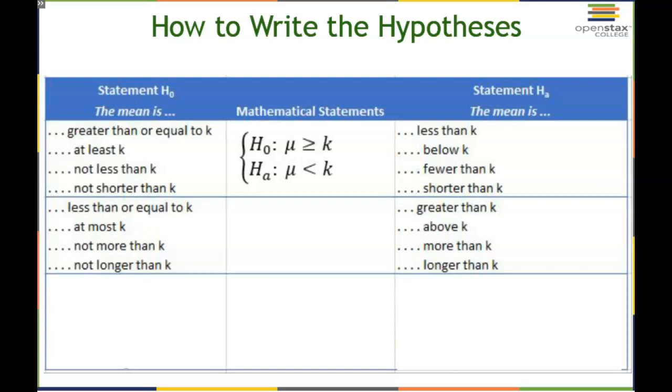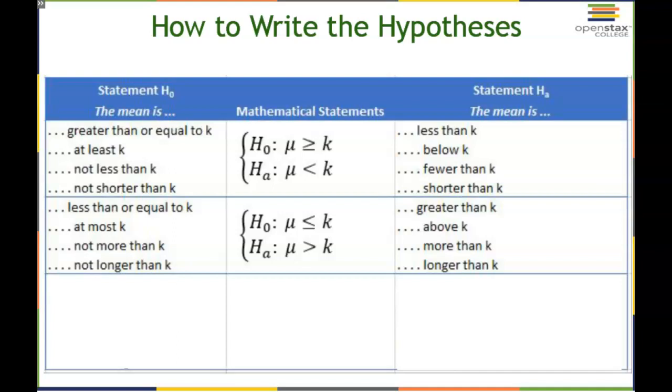For H0, if you are talking about at most K or not more than K, that is a less than or equal to. And therefore H0 is mu is less than or equal to K. And the contradictory statement for HA will be mu is strictly greater than K.